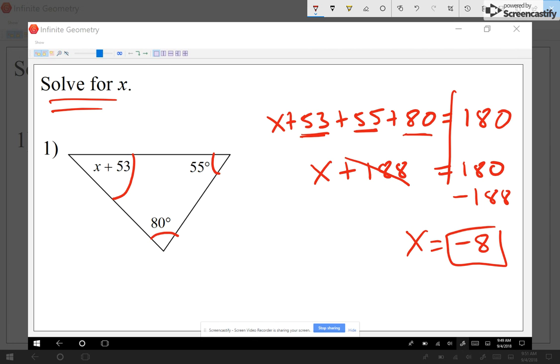Any questions on these? Always equals 180. All right, the three angles always equal 180. Yeah, we're good on that one?